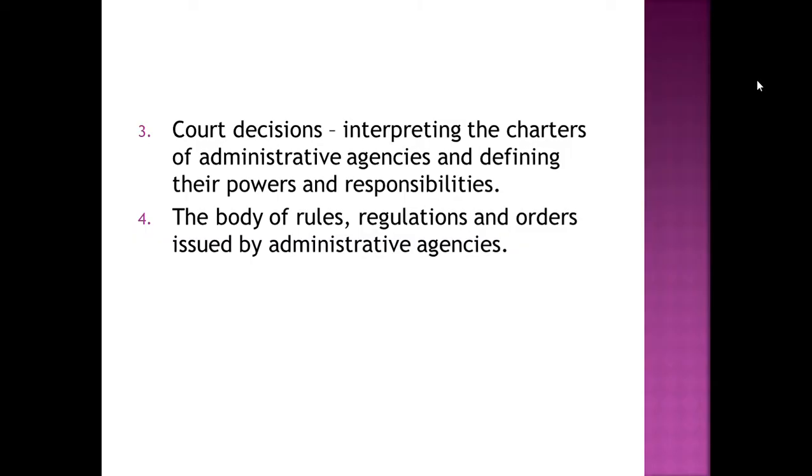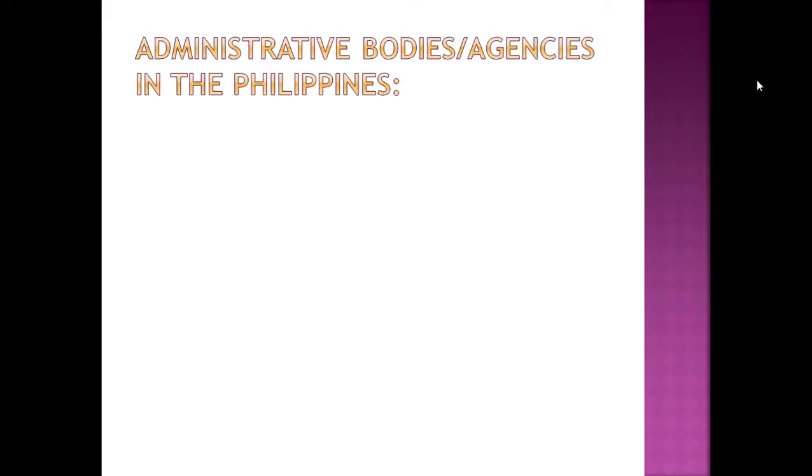Now, fourth source, the body of rules, regulations, and orders issued by administrative agencies. Perhaps when we made mention of boards, bureaus, commissions, and many more in the earlier part of this lecture, some administrative agencies came to your mind already. Now let us enumerate concrete examples of these administrative bodies, and you will be shocked that there are too many of them, actually. Now, what are the administrative bodies and agencies in the Philippines? They are grouped into 6.